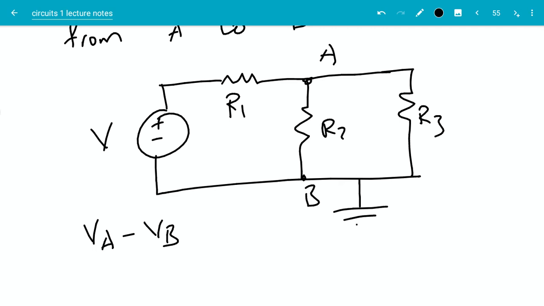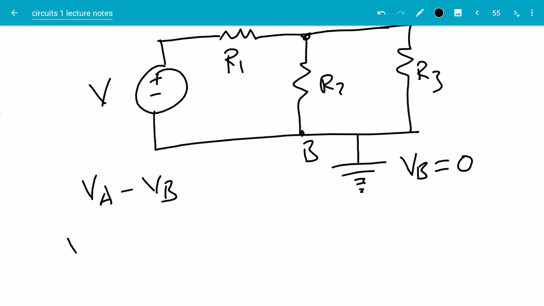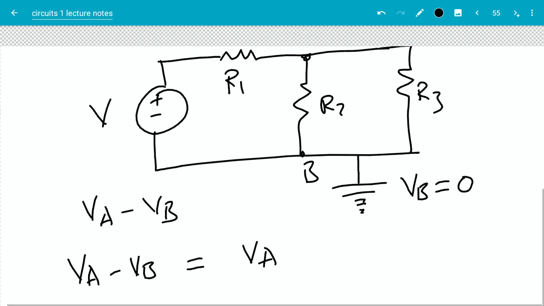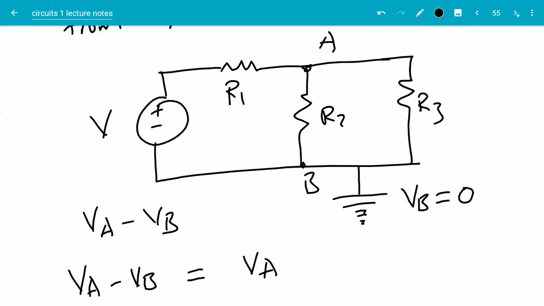Let's say I pick B as my reference point, and the way we indicate a reference point is using a ground. So when I put a ground here, all that means is I'm saying VB is equal to 0. So VA minus VB will be equal to VA. Taking B as a reference, now I can talk about potentials at different points on the circuit. But remember, I'm always talking about potential differences. Since VB is 0, the potential difference between any point and B is the potential at that point. So now I can talk about VA as a potential at that point with reference to ground.